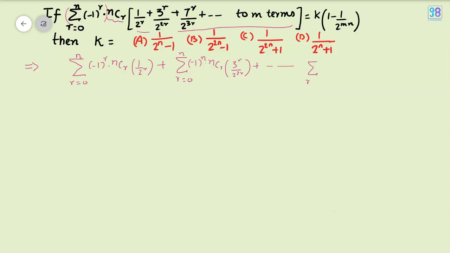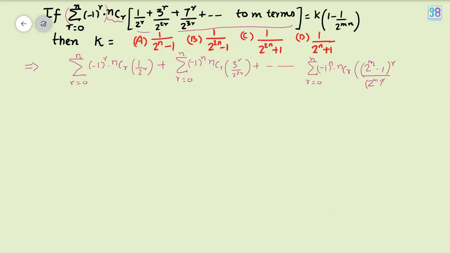So that will have r equals 0 to n, minus 1 to the power of n times nCr times the mth term, which will be (2 to the power of m minus 1) divided by 2 to the power of m, to the power of r, and this complete thing also will have the power of r. So we can just remove this minus sign from here and correct it like this.